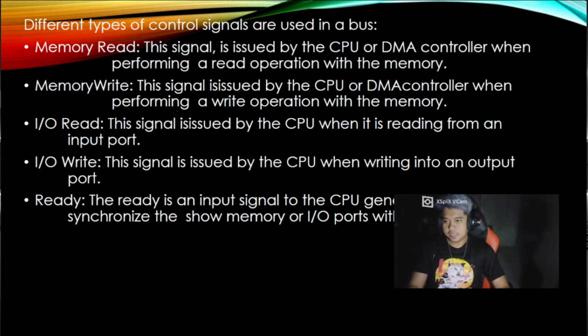Memory write. This signal is issued by the CPU when performing a write operation with the memory. Next is the I/O read. This signal is issued by the CPU when it is reading from an input port. I/O write. This signal is issued by the CPU when writing into an output port. Ready signal. The ready is an output signal to the CPU generated in order to synchronize the slow memory or input-output ports with the fast CPU.